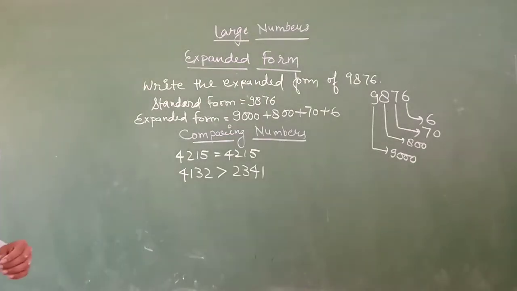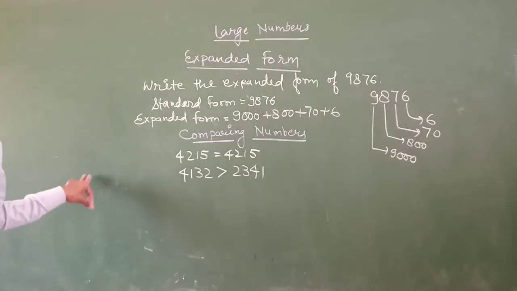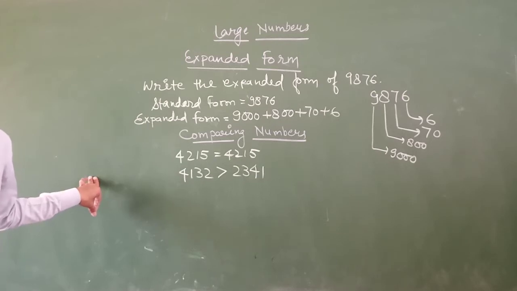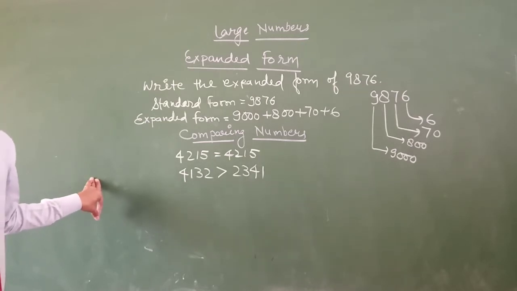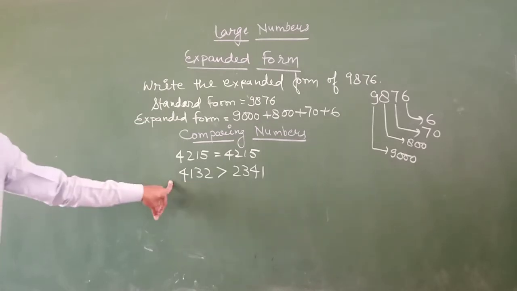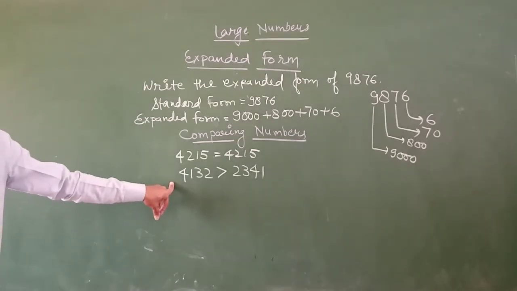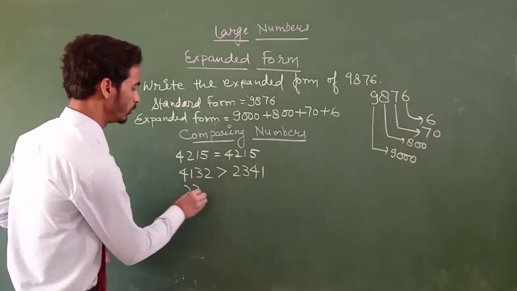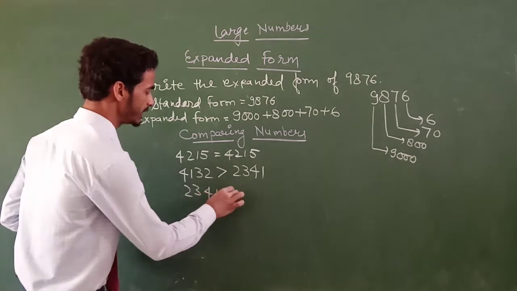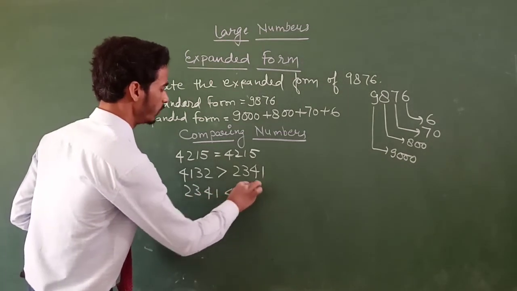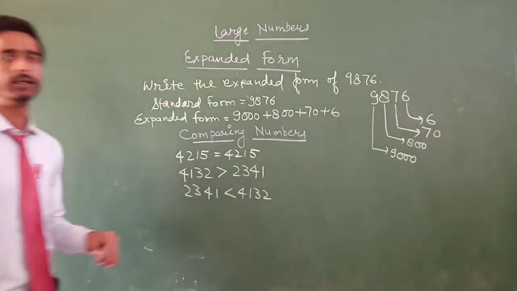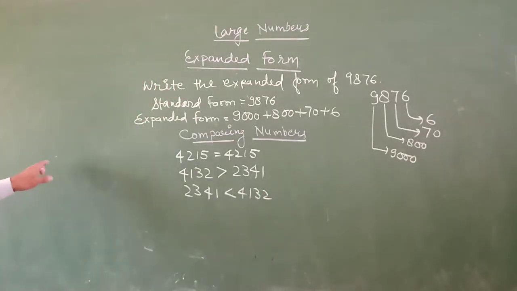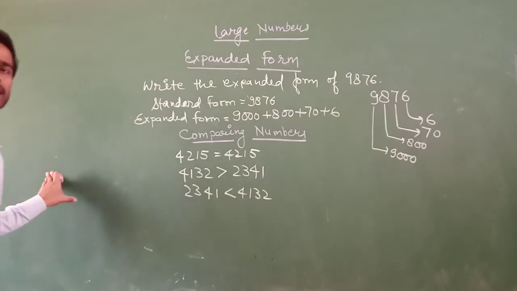What I have said? I have said that if two numbers do not have the same value, you use the greater than sign or less than sign. For example, 4132 is greater than 2341, and 2341 is smaller than 4132. Okay, this is called comparing numbers, and these are some examples.